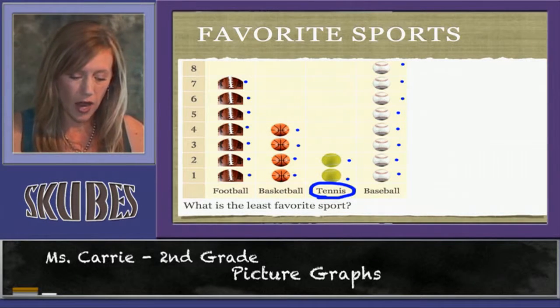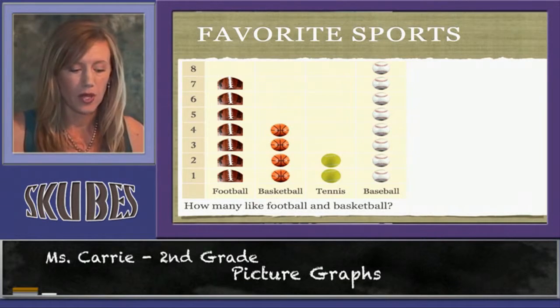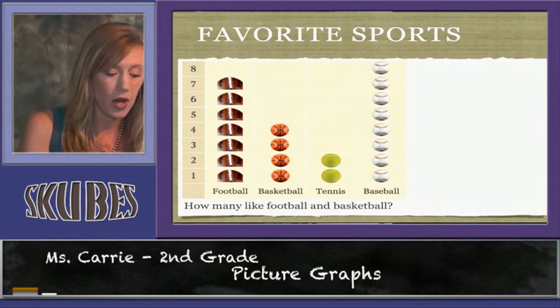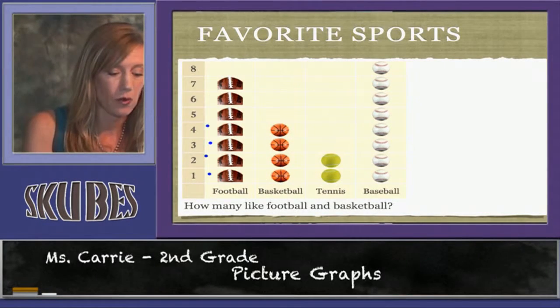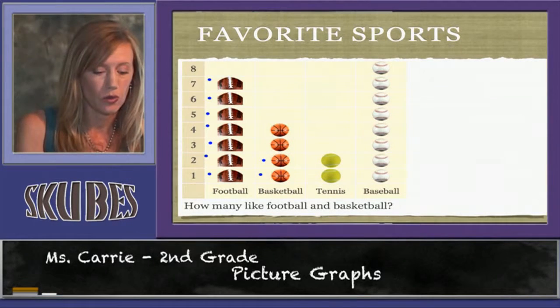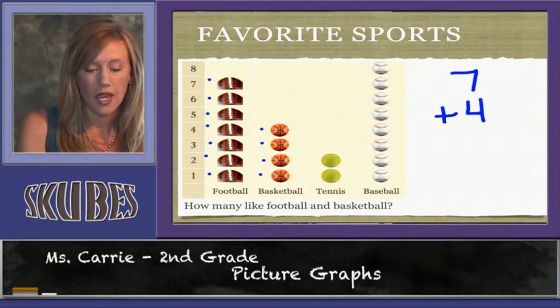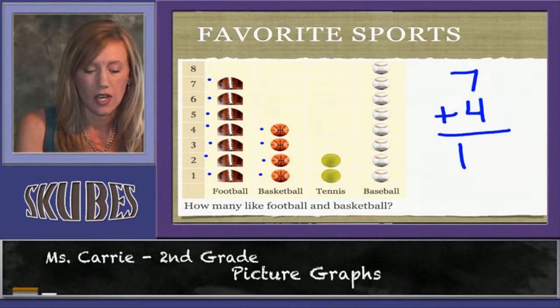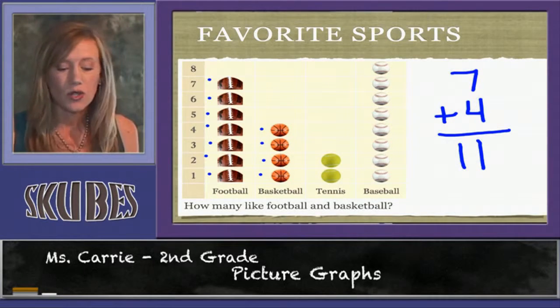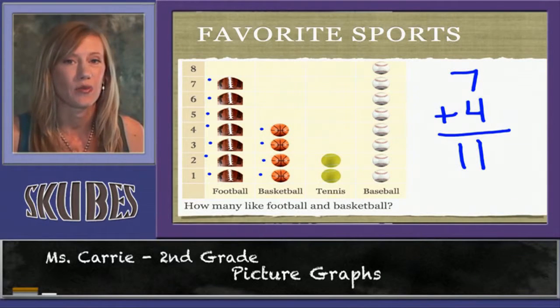Let's look at this same graph with a different question. How many like football and basketball? Well, we said football liked 1, 2, 3, 4, 5, 6, 7. And basketball was 1, 2, 3, 4. So we need to add 7 plus 4. 7, 8, 9, 10, 11 is 11. So 11 students liked football and basketball. That concludes our lesson today on picture graphs.